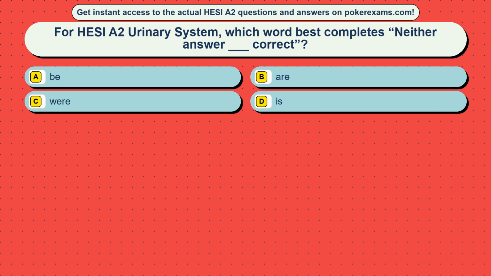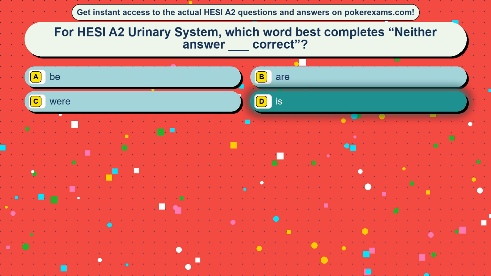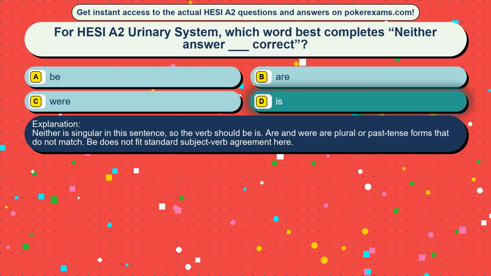Question 32. For HESI A2 urinary system, which word best completes "neither ___ answer correct"? Option A, B. Option B, tar. Option C, were. Option D, is. The correct answer is option D, is. Neither is singular in this sentence, so the verb should be is. Are and were are plural or past tense forms that do not match. B does not fit standard subject-verb agreement here.